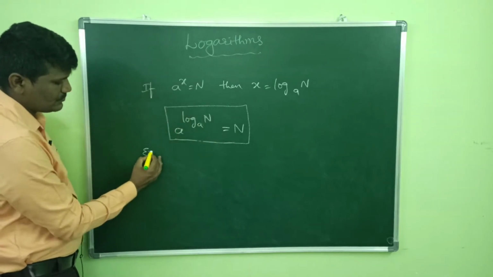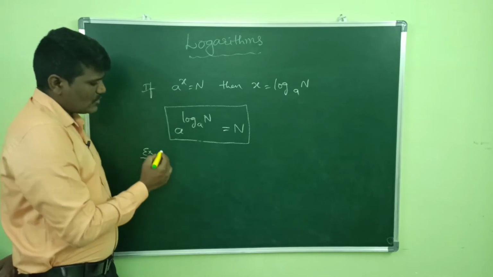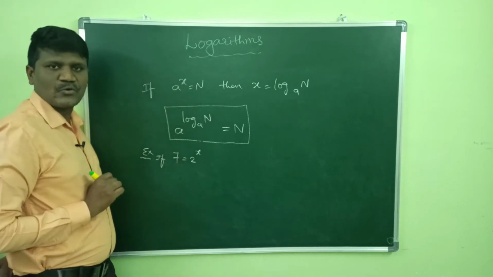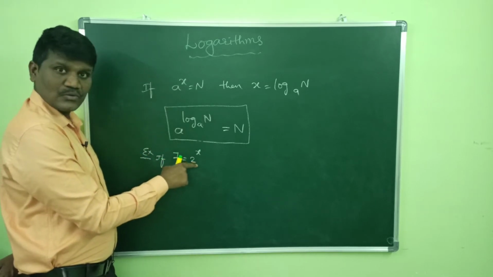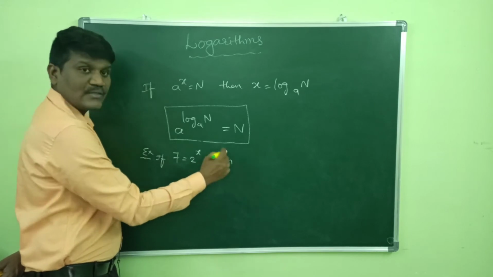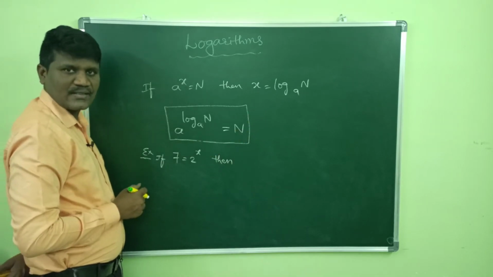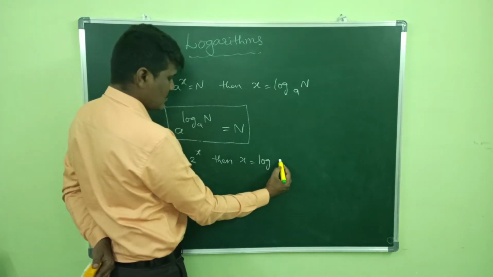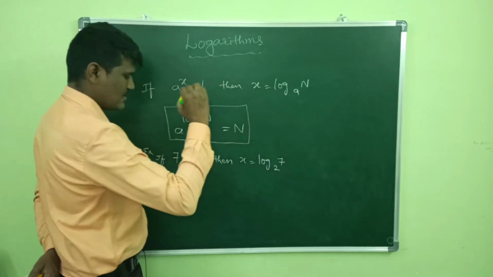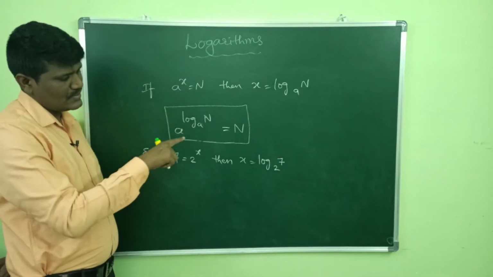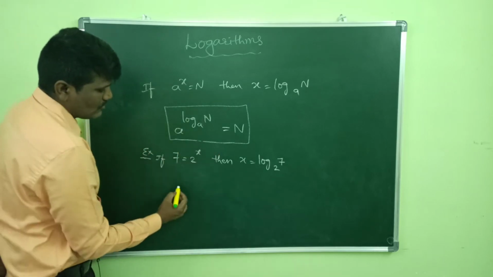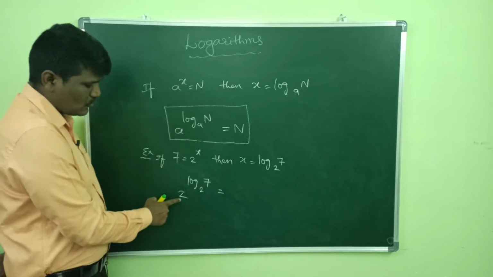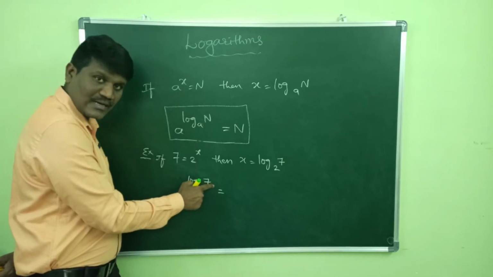Let us see an example. In the textbook they have given 7 is equal to 2 power x. If 7 is equal to 2 power x, then I can write it from exponential form into logarithm form. I can write x is equal to log 7 to the base 2. Now I need to find out the value of a power log, where a means here 2. 2 power log 7 to the base 2.